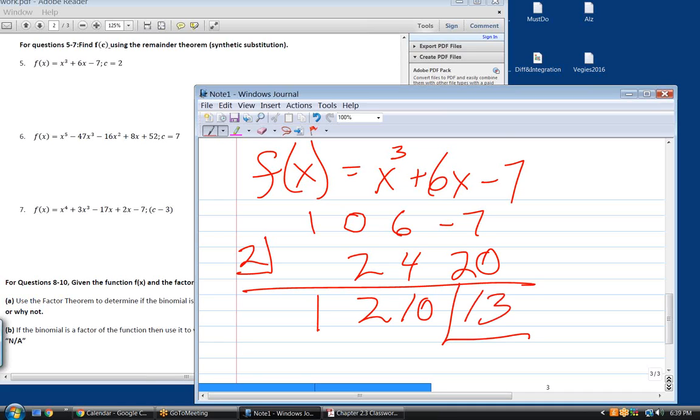Notice what the remainder is. 13. Since it is not 0, 2 is not a 0 of this solution. And I also found that out by just substituting 2 in for x, and I got 13. So if I'm attempting to see whether that is a 0 or not, I can always use synthetic substitution just like this. And if I get a 0 in this last square down here, then that is one of the zeros. 2 is one of the zeros.